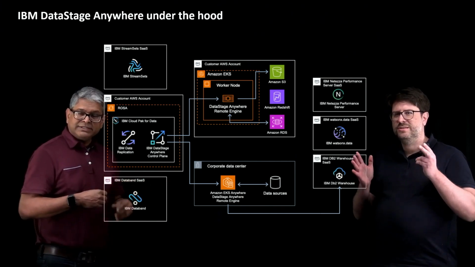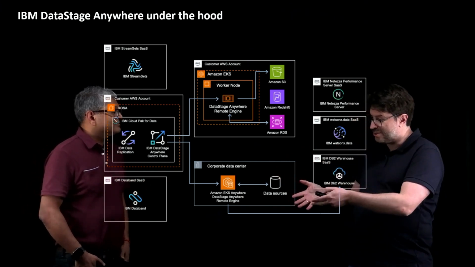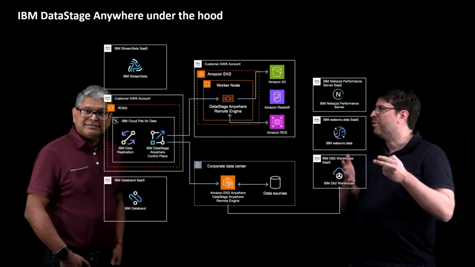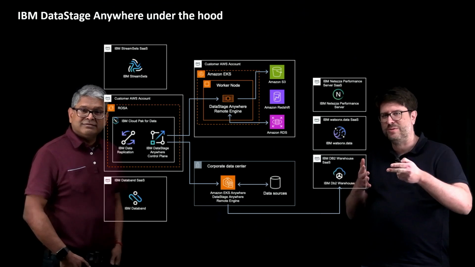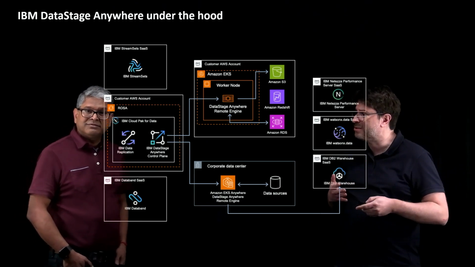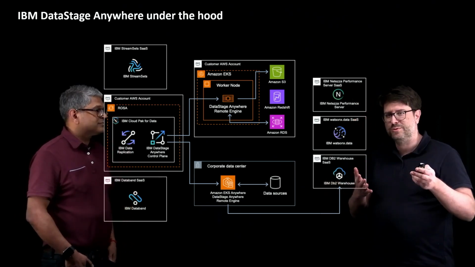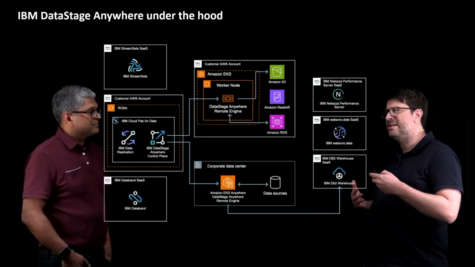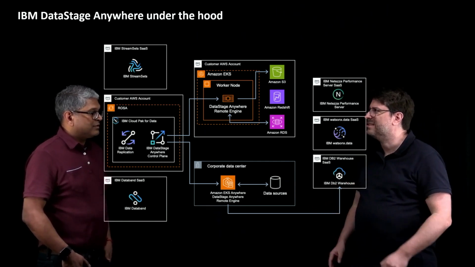So we see here, like you said, this is DataStage anywhere. So the data can be sitting anywhere, right? We have some Amazon data repositories, and we have on-prem data repositories. We have IBM data repositories that are available on AWS through SaaS offerings like Netezza, Db2 Warehouse. Can you tell us a little bit about how many different connectors are available on DataStage anywhere?